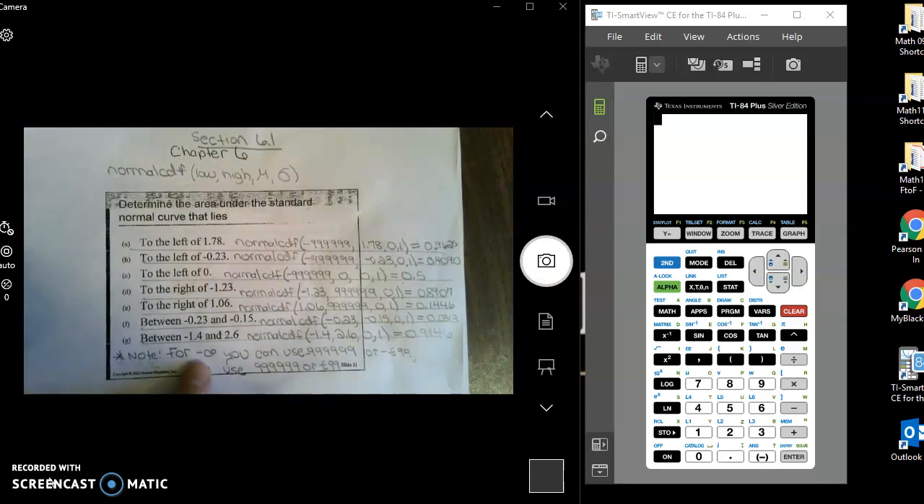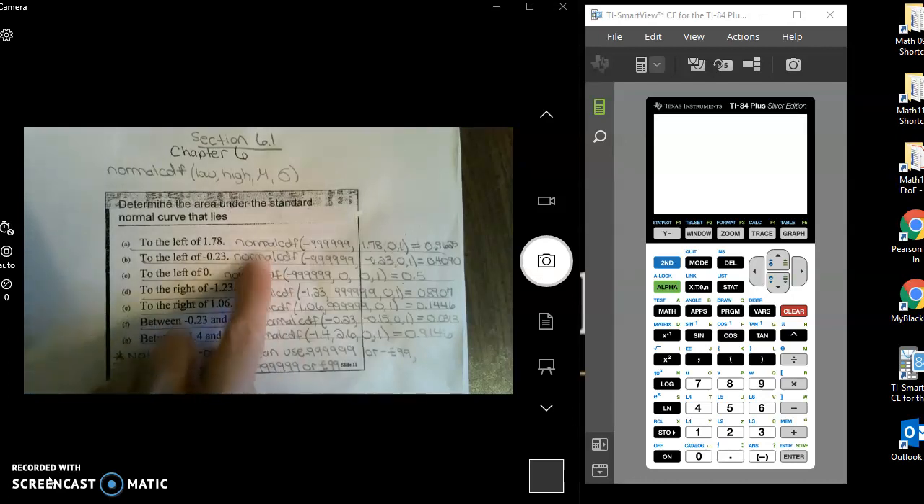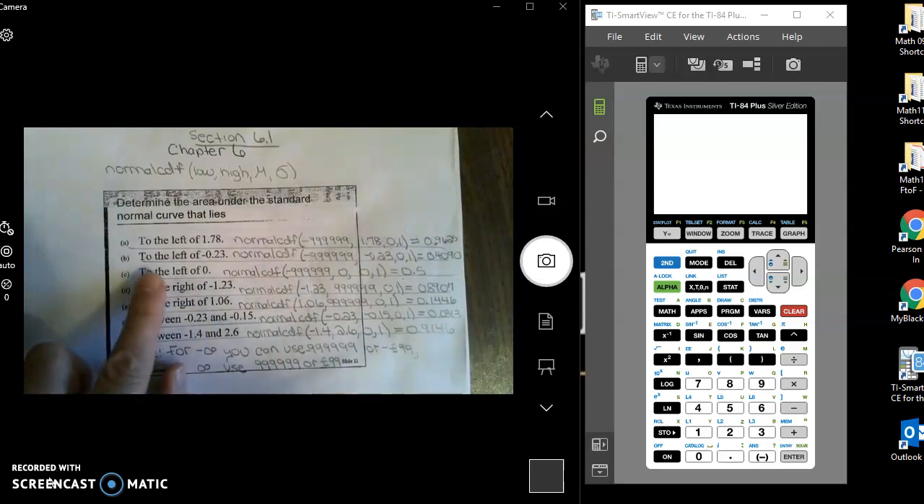And I put down here, whenever it goes further to the left, like when I say to the left of, instead of negative infinity, you can either use negative 6/9 or negative E99. I notice the book does this, the calculator handout does this, so you could do either one. And then for the high, which would be like anything to the right, for positive infinity, you're going to use either 6/9 or E99. Okay, so I'm just going to do a couple of these just so you get an idea from the calculator.